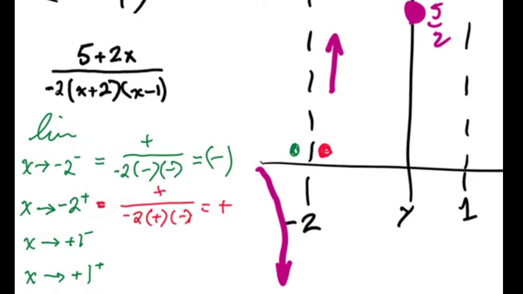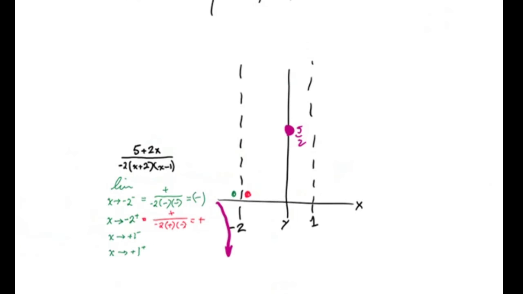Now, what does that look like on the graph? Well, since we know that the y-intercept is at 5/2, then I'm almost certain that the function does something like that. I can't imagine the function doing anything but that. So let's look at the others.